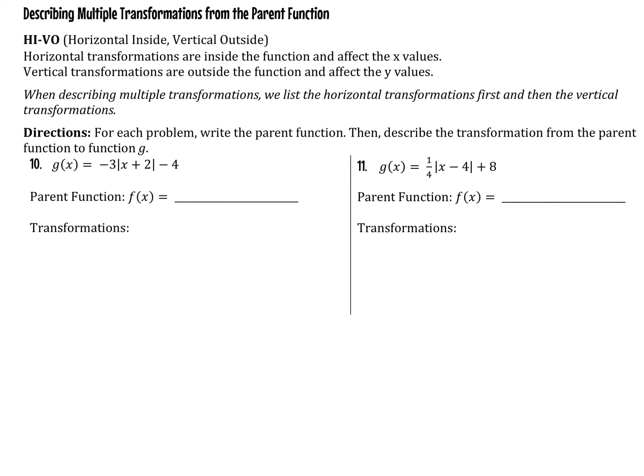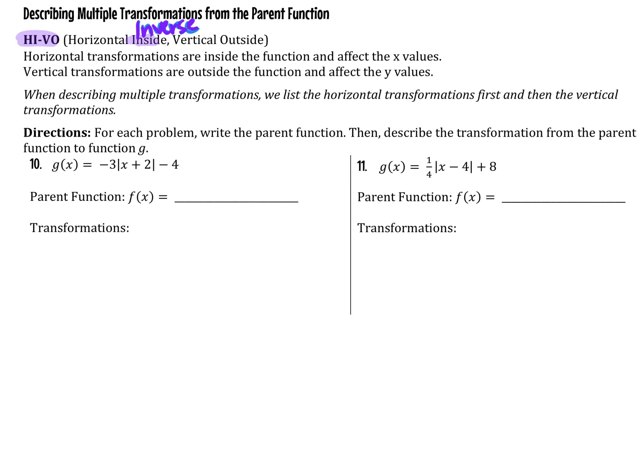Something that I have learned students found helpful is having an acronym that helps you identify how you're going to describe your transformations. So when you're looking at a function, the horizontal transformations are going to happen on the inside of the function. And on top of that, they are the inverse of what you think they should be.